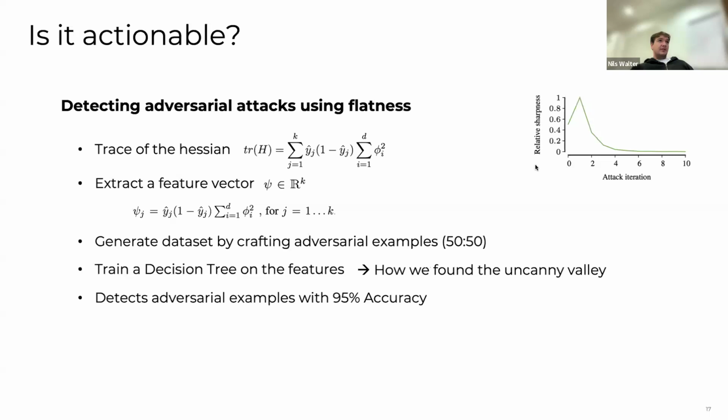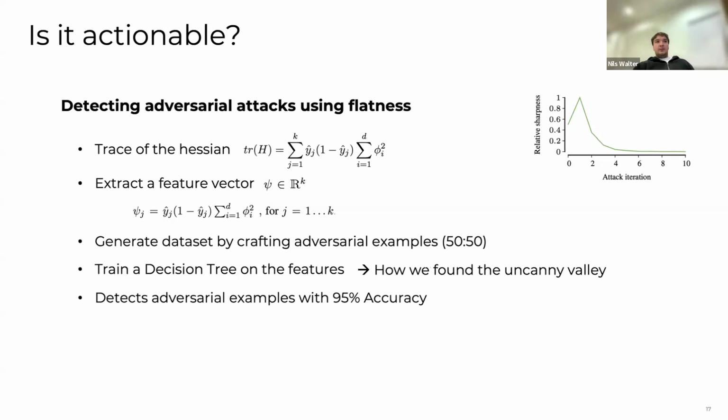Good. What we also want to know is whether what we're seeing is actionable. Is this just an observation which is nice, but you can't do anything with it? For that, we checked whether we can detect adversarial examples using this flatness measure. If you look at the trace of the Hessian, you write it a bit differently. Then for each of these parts of the sum, we have one feature, and then we get this feature vector. Next we generate a complete data set of adversarial examples, in a 50-50 split, generate these feature vectors, and then train a decision tree on these features.